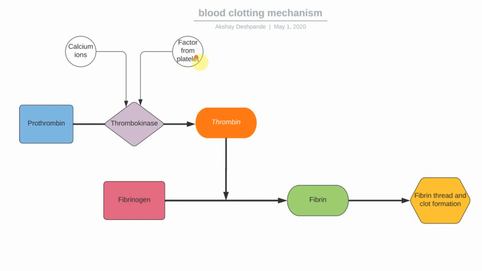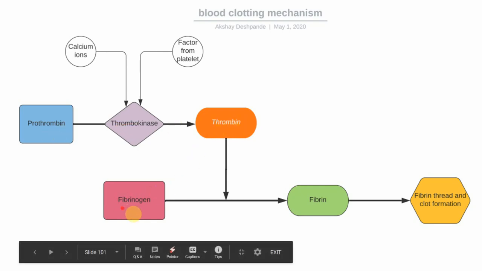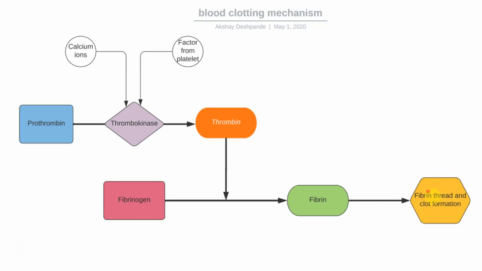So whenever there is a wound or cut that results in the blood oozing, you can see that calcium and factors from the platelet activate the thrombokinase, and thrombokinase converts the prothrombin to thrombin, and thrombin regulates the reaction of converting the fibrinogen to fibrin. When finally the activated fibrin is present in the blood, it mainly forms the fibrin thread and the clot is formed. Finally, the bleeding is stopped. So this is the blood clotting mechanism.